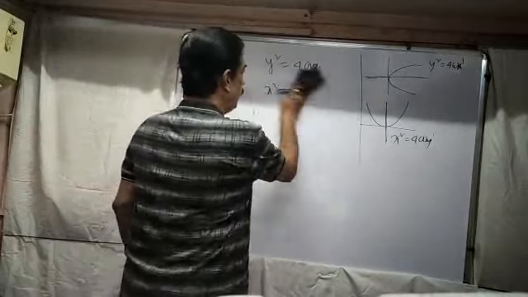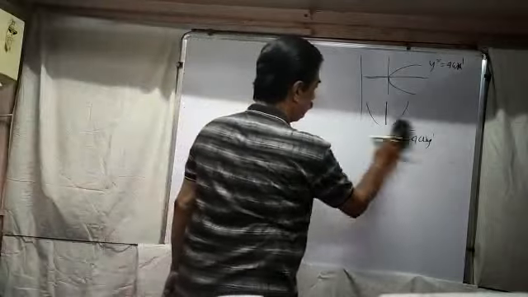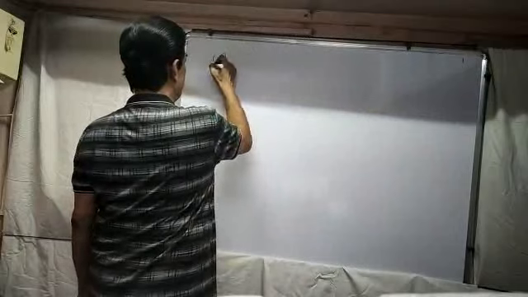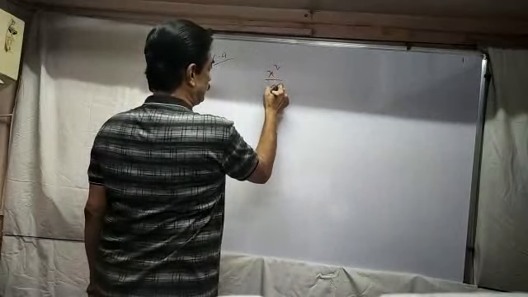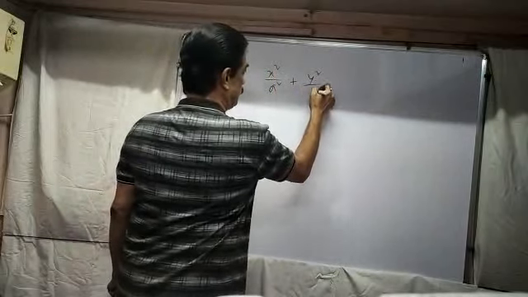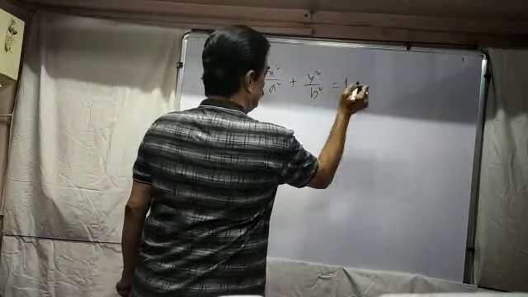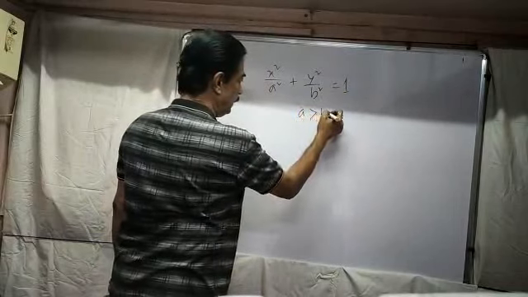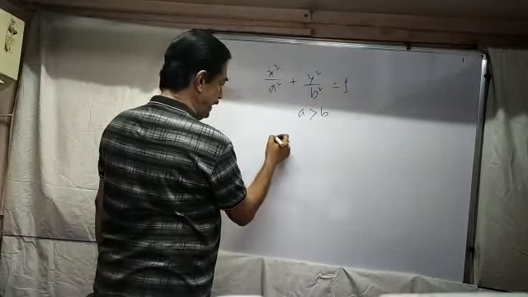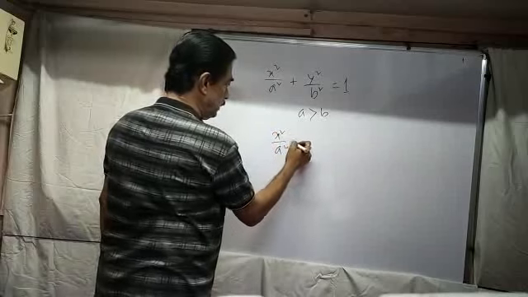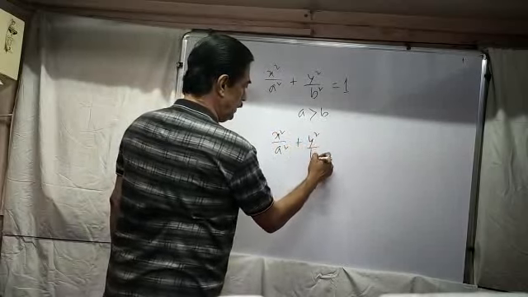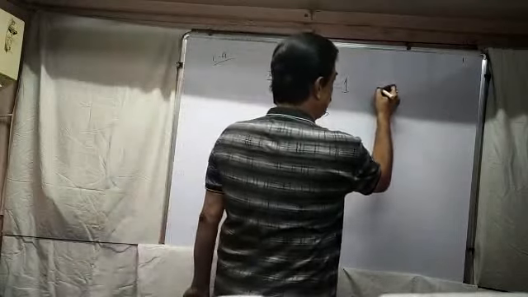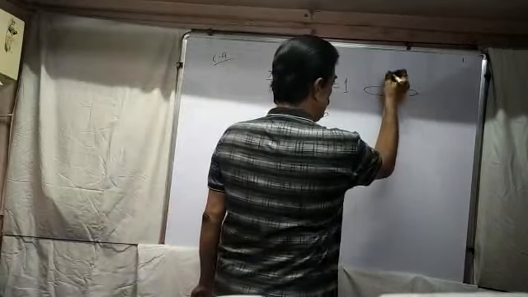Now, case 4. x square by a square plus y square by b square equal to 1. This is the standard form of the ellipse, where a may be greater than b. In this case, it may also be x square by a square plus y square by b square equal to 1, where a is less than b. Remember the structure, the ellipse format is this.